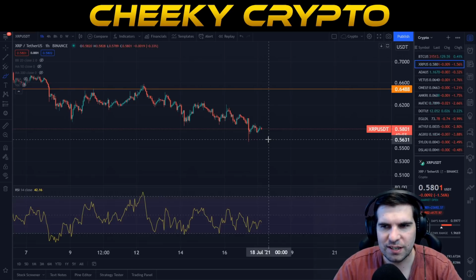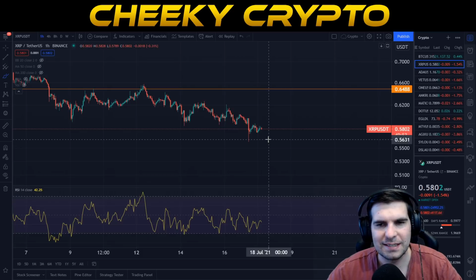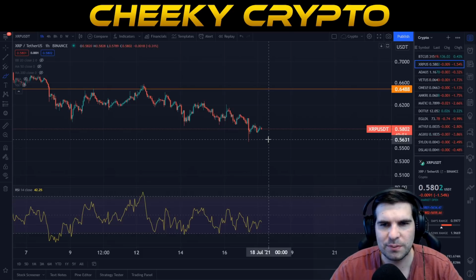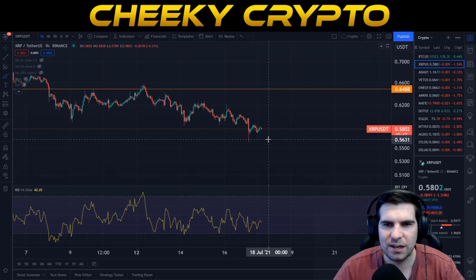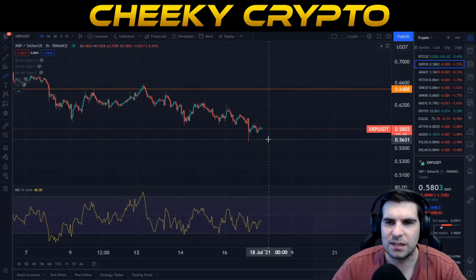Ultimately, this correction, this sideways trade that we have been seeing, is something that I can see playing out and coming to an end towards the end of July, beginning of August, as we start to enter that fifth wave to the upside.